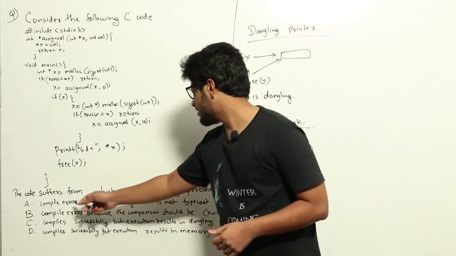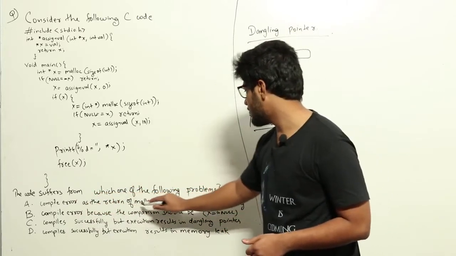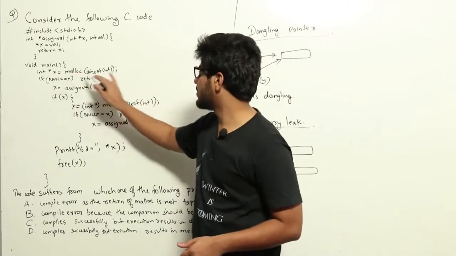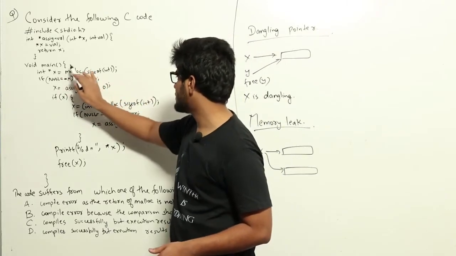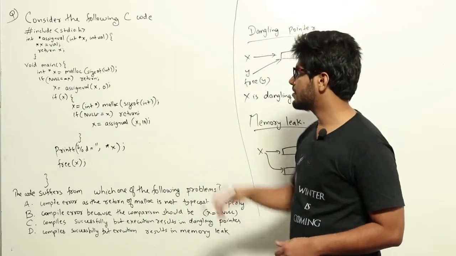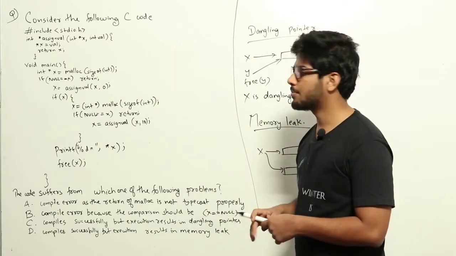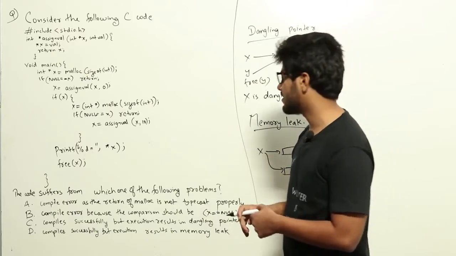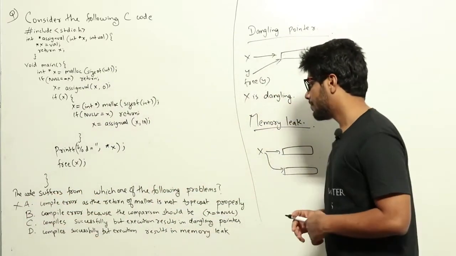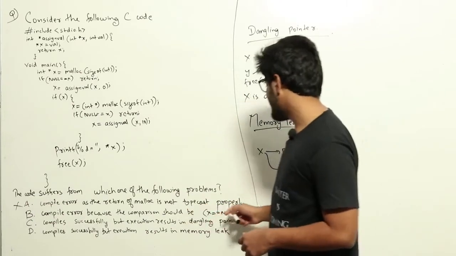Option A says that it will cause a compilation error as the return of malloc is not typecast properly. They are referring to this particular line, return of malloc is not typecast as int star, but this won't cause a compilation error. You can write down this program and try compiling it using any compiler and you will see that it won't cause any compilation error. So A is not the answer. B, compilation error because the comparison should be x equal to null.